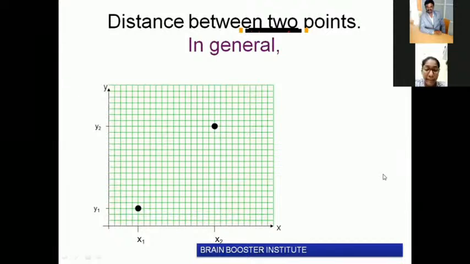Now, how will we get that formula? We are deriving the formula now. See, I'm taking x1 comma y1, and B as x2 comma y2.